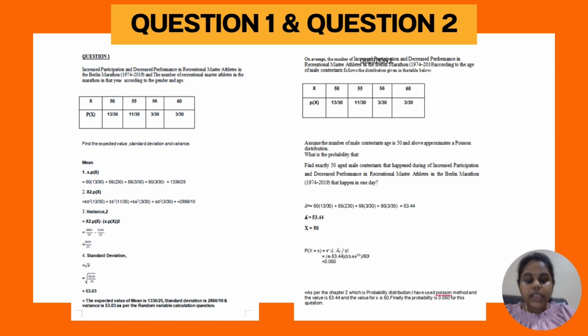So in our method, which is Poisson, the value we get is 53.44, and the value of x we will assume is 50. After we apply the formula, we will get 0.050. As per chapter 2, which is probability distribution, I have used the Poisson method, and the value is 53.44 and the value for x is 50. That value we have assumed as per the question. And finally, the probability is 0.050 for this question.